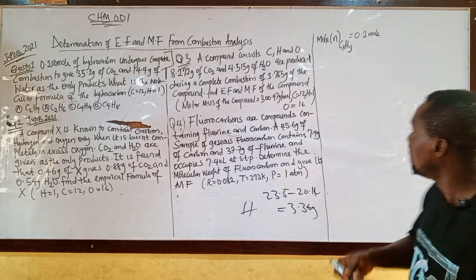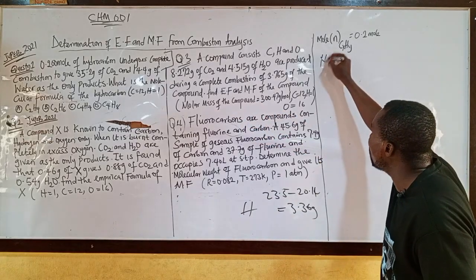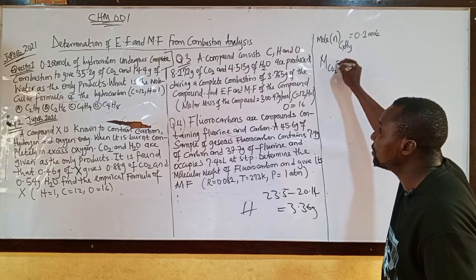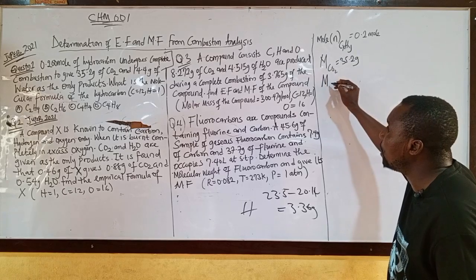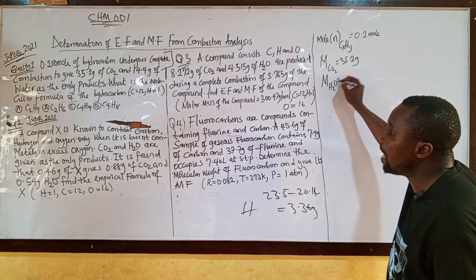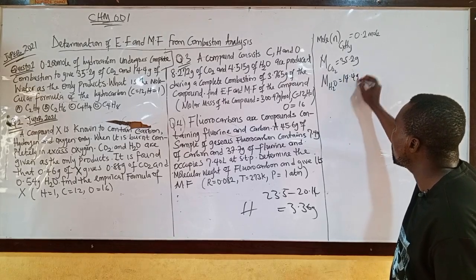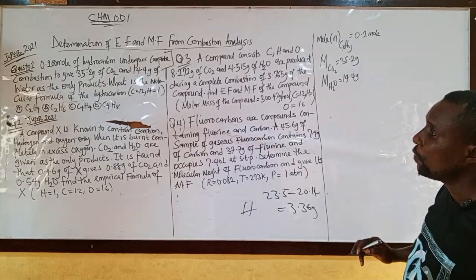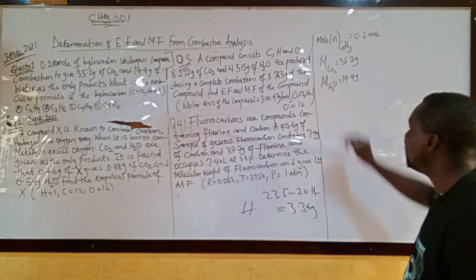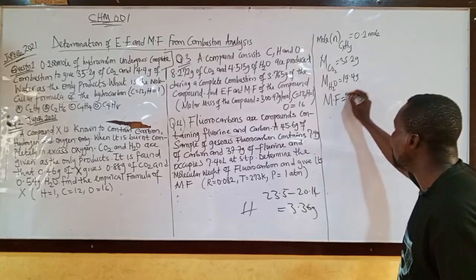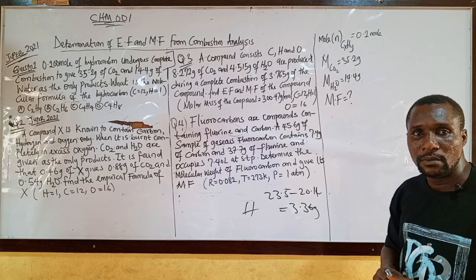Water, take note. The mass of CO2 is given as 35.2 grams. The mass of water is given as 14.4 grams. What is the molecular formula of the hydrocarbon compound? Very easy.